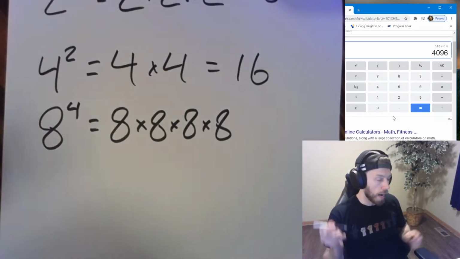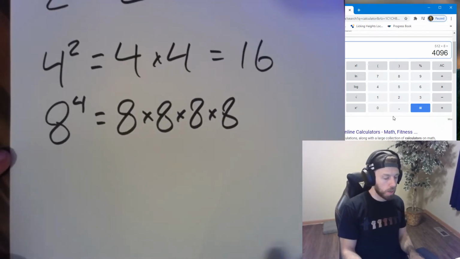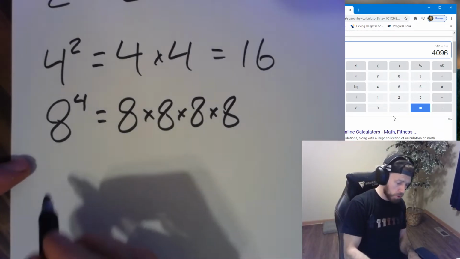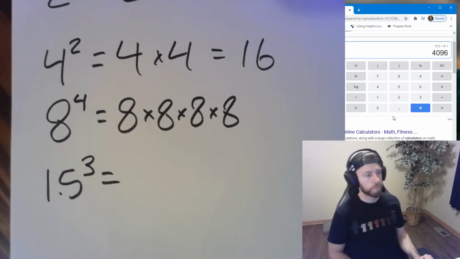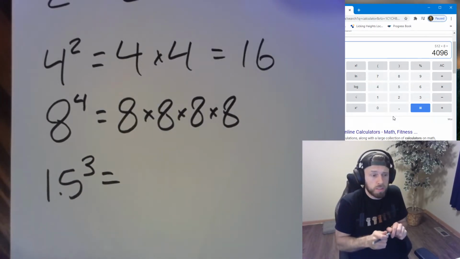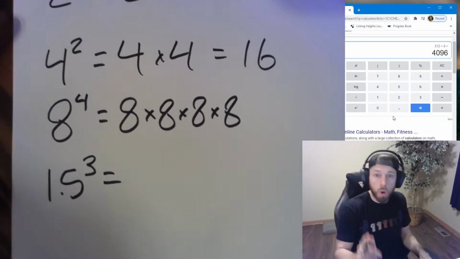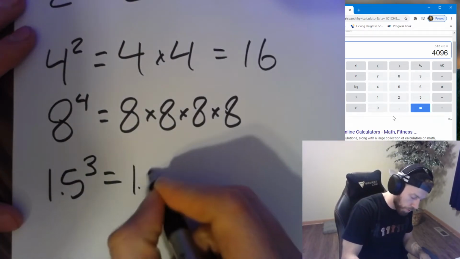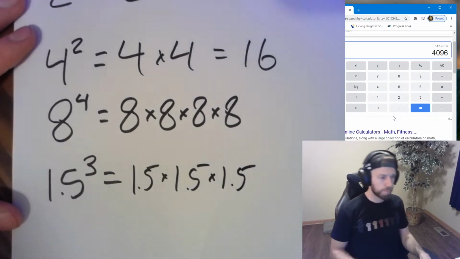So I could also give you something like a decimal. But again, I'm letting you use a calculator, so I don't want to hear it. Use a decimal and say 1.5 to the third power. Okay, even though it's a decimal, the same rules still apply. It's the base times itself that many times, right? 1.5 times 1.5 times 1.5.